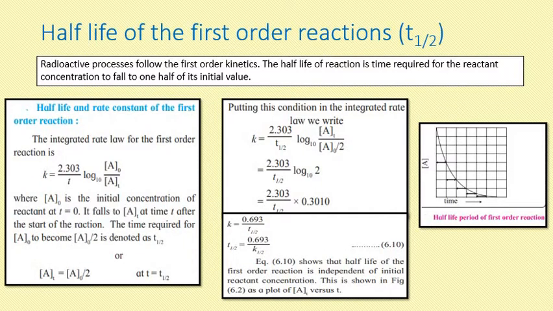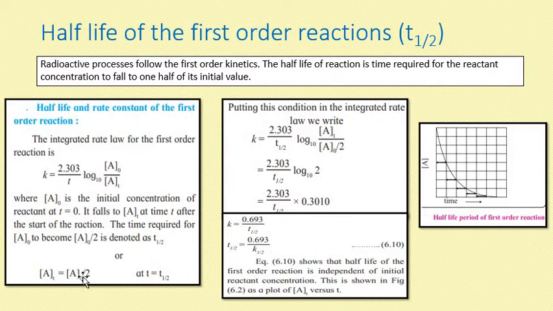Now let's talk about the half-life of first order reactions. The radioactive processes follow first order kinetics, and half-life of a reaction is the time where the reactant concentration will become half of its initial value after a certain interval of time. This is the equation we have derived for first order reaction, which is K is equal to 2.303 upon t log base 10 A0 upon At. A0 is the initial concentration and At is the final concentration. And if t is becoming t half, that means half of the concentration is remaining behind. That means At is equal to A0 upon 2.